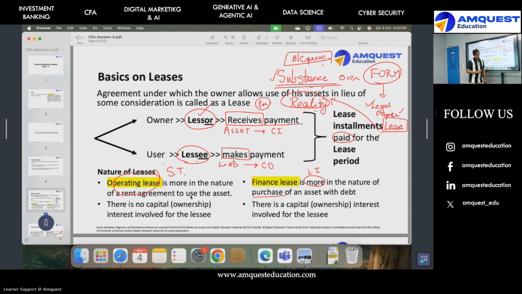Substance over form. Got it? Clear? Very important. So one example you gave is this car. What is another, like a property? Property, whatever you take, will always appreciate. So let's come to a house.